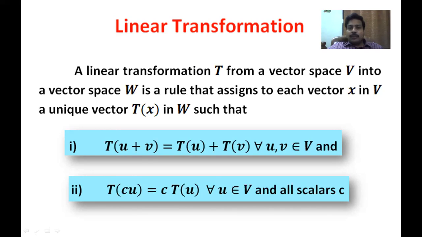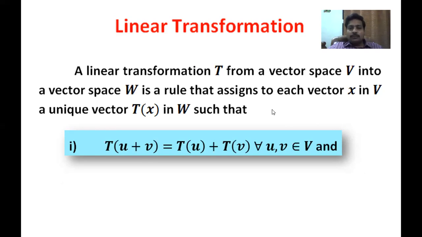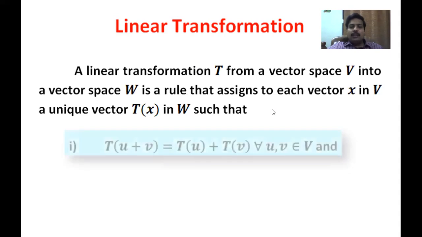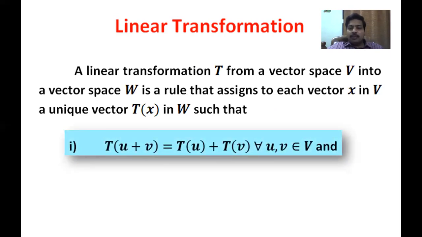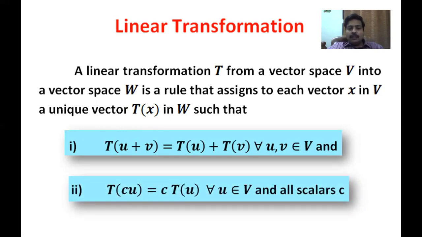So it is a function with two rules. First rule is T of U plus V is equal to T of U plus T of V for all U, V belongs to V. And the second rule is T of cU is equal to c times T of U for all U belongs to V and all scalars c. So let us discuss in detail about these rules.